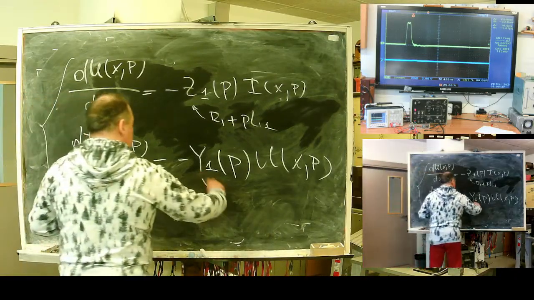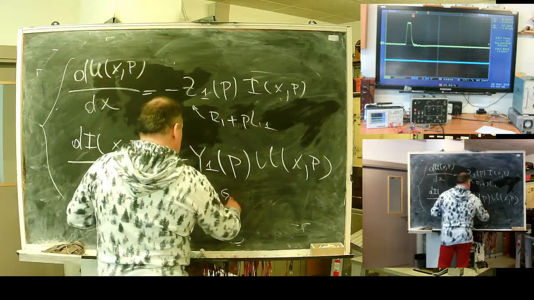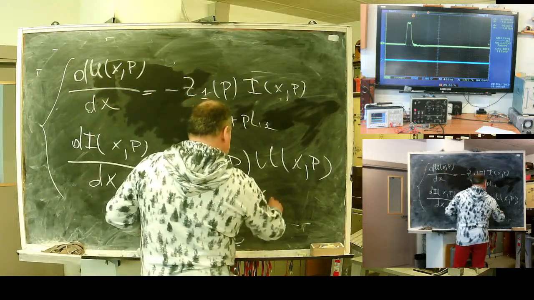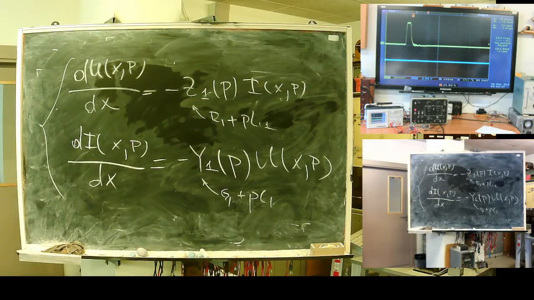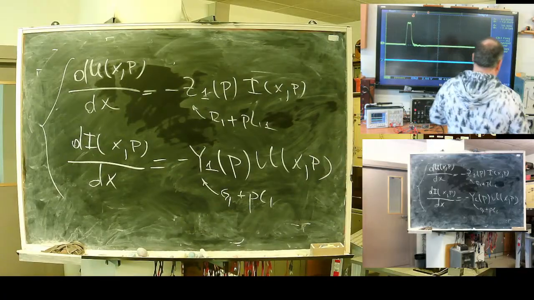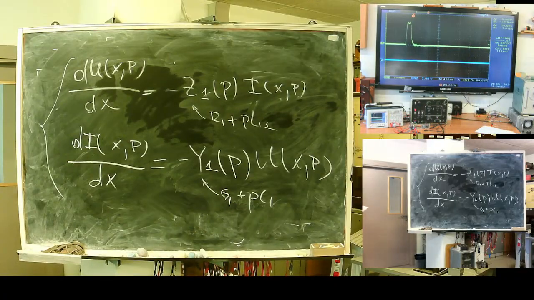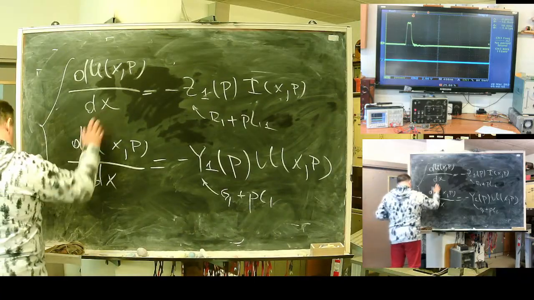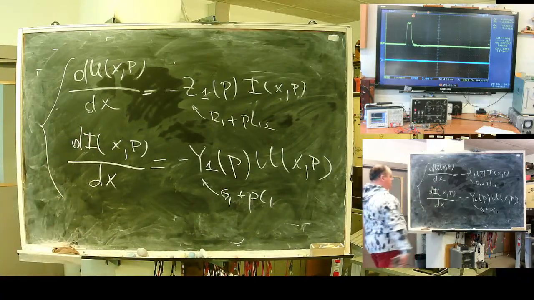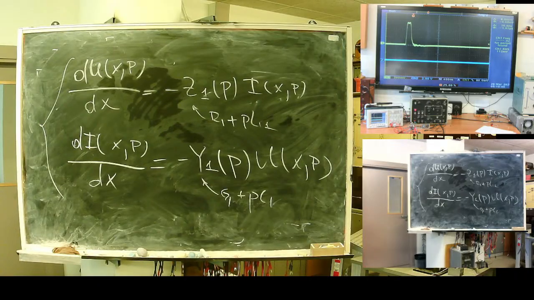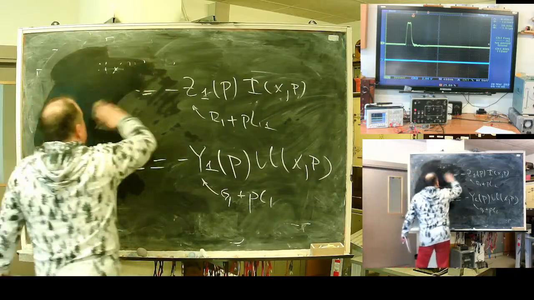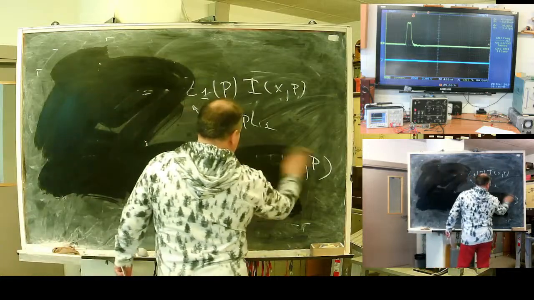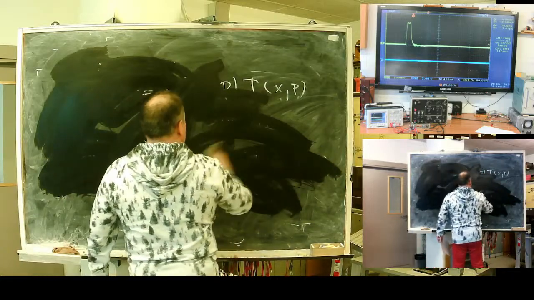This one is G1 plus PC1: insulation conductivity plus capacity to ground. This equation has the same form as the original telegraph equation. The solution for such kind of equation is known in the form of hyperbolic trigonometric functions.